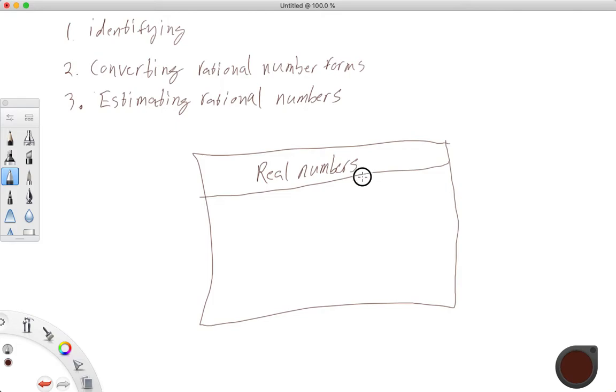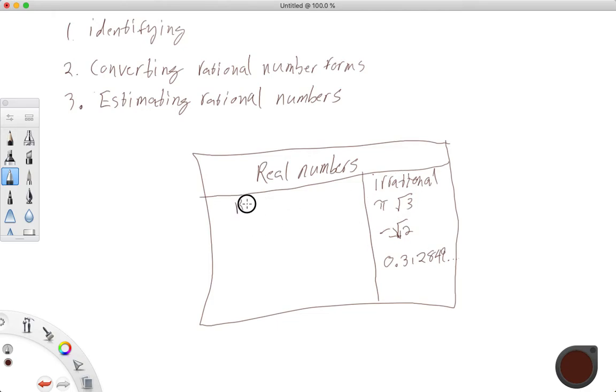But in the real numbers box, we have extra boxes, and this is our irrational numbers, which is like pi, our imperfect square roots, any of our, that's a square root sign, any of our non-terminating, non-repeating decimals, okay, those are our irrational numbers.